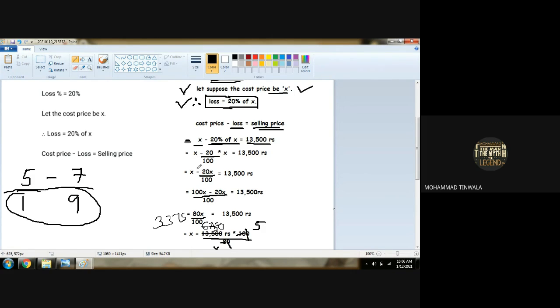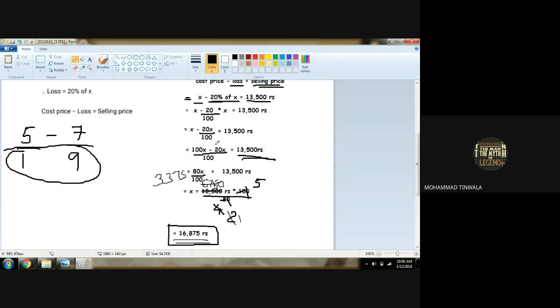In the denominator we took 1, taking LCM. LCM as 100. So this X will be multiplied by 100. So it will be 100X minus 20X, which is equal to 13,500 rupees. So now 100X minus 20X is 80X upon 100 is equal to 13,500 rupees. Now last step, we have to find the value of X.